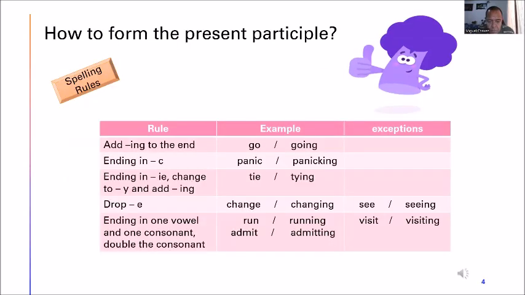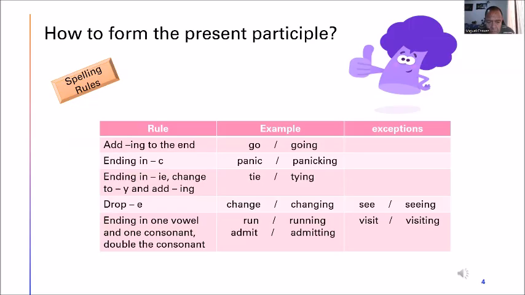For most verbs, you form the present participle by adding ing to the end. For instance, go, going. However, there are some special rules for verbs ending in c, ie, or a silent e, as well as for verbs ending in one vowel and one consonant. For verbs ending in c, just add a k before ing. For instance, panic, panicking.